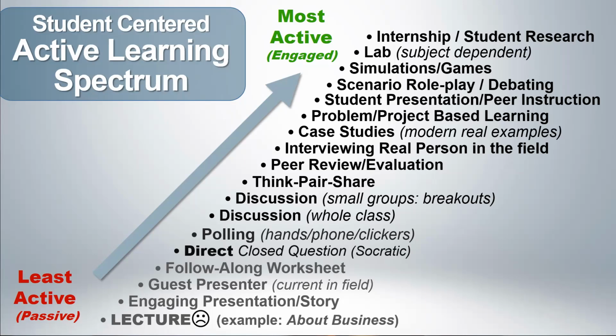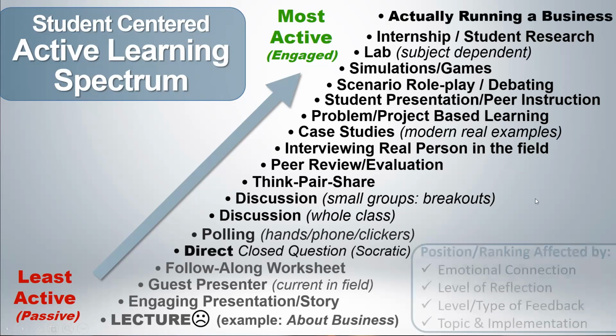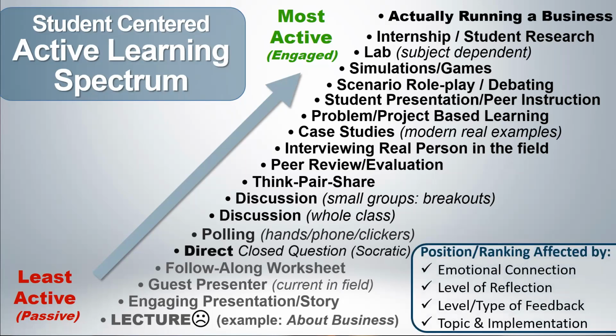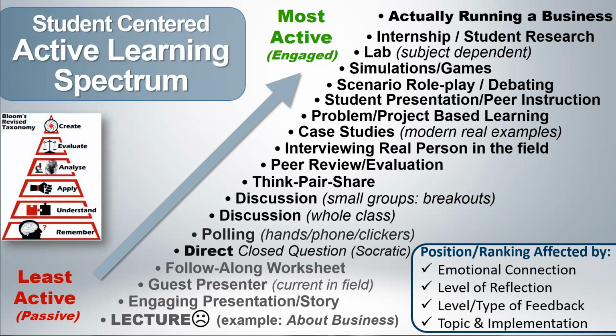Now, how do you choose which one of these to use? Well, that's based on several different things. And again, the way that this is put in here is actually based off of different aspects: the type of emotional connection you're trying to get, the level of reflection, type of feedback, the topic. Some topics lend themselves better to different things. Also, the amount of time it's going to take. You're going to have to think about that as well as you implement this. Next one. And again, it's all based off of that.